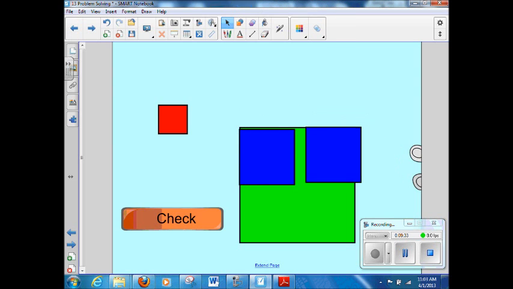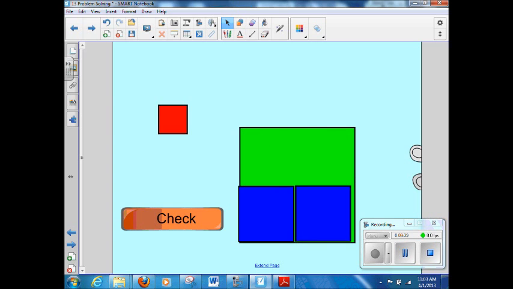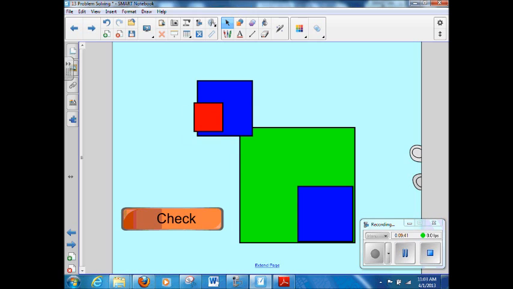1, 2, yeah, that's about right. And this one goes down here, 3, 4. Oh yeah, so if there's 4 of these in the blue, 4 blues in the green, 4 times 4 is correct. And my answer was 16 square units.